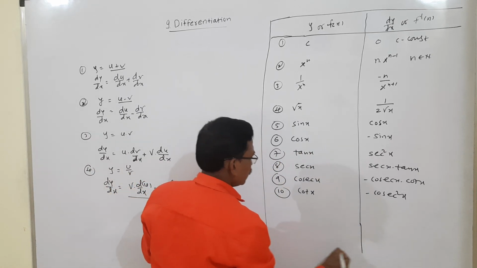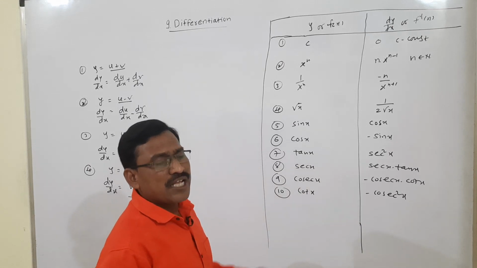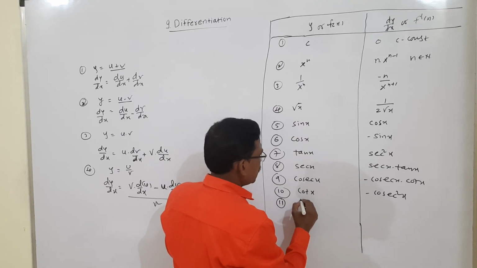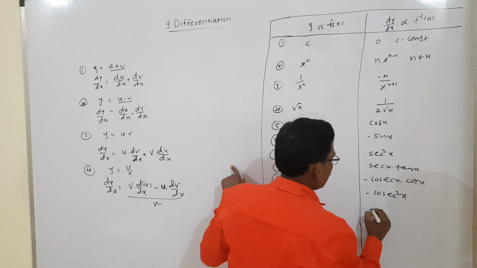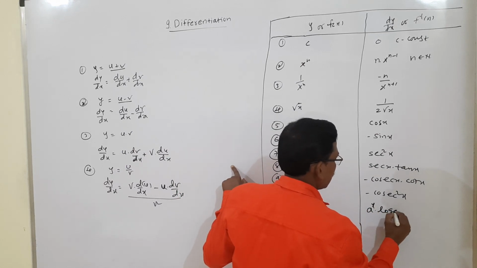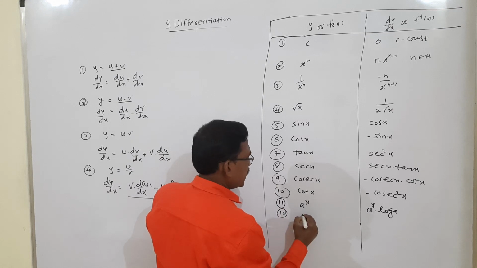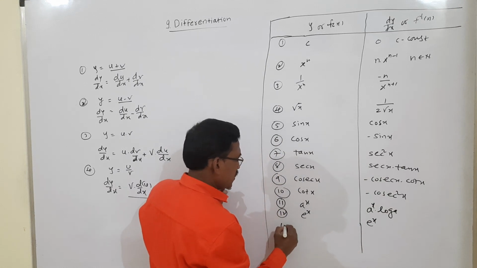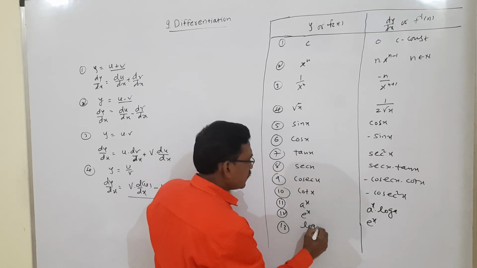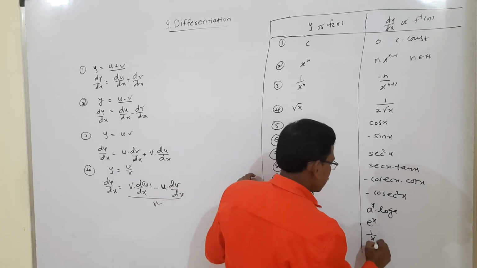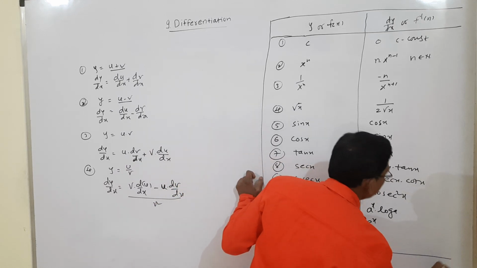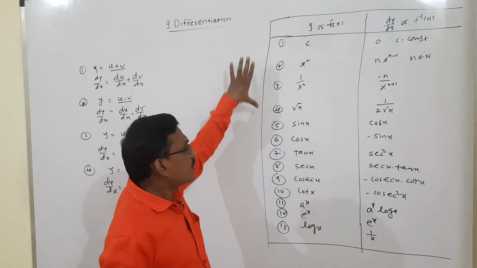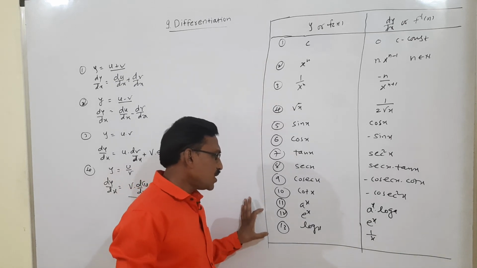Now we will take the next, exponential and logarithmic functions. First, the exponential function a raised to x: the derivative of a raised to x is a raised to x into log a. Next, the exponential e raised to x: its derivative is nothing but e raised to x. And last, the derivative of the logarithmic function log x is 1 by x. So these are the derivatives of algebraic functions, trigonometric functions, and exponential and logarithmic functions.